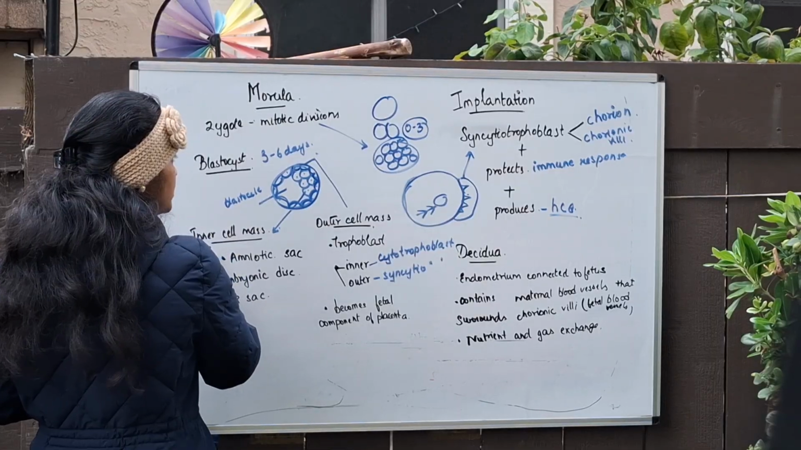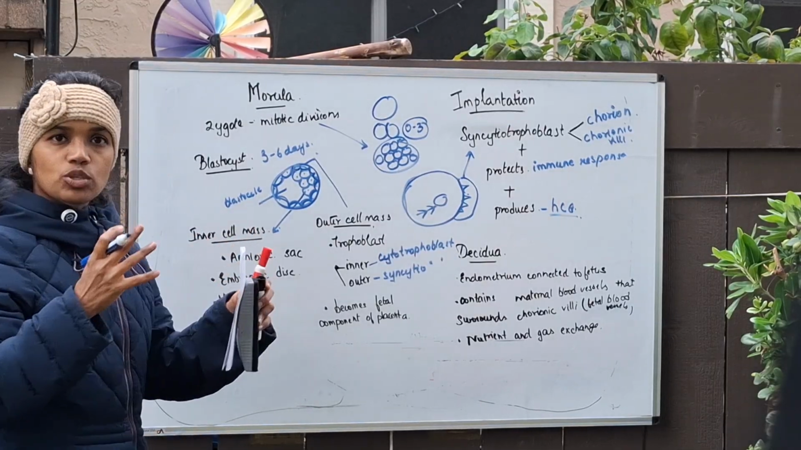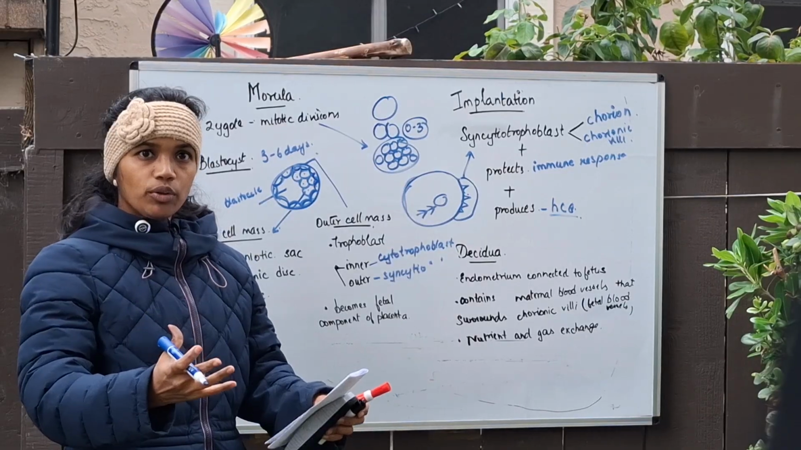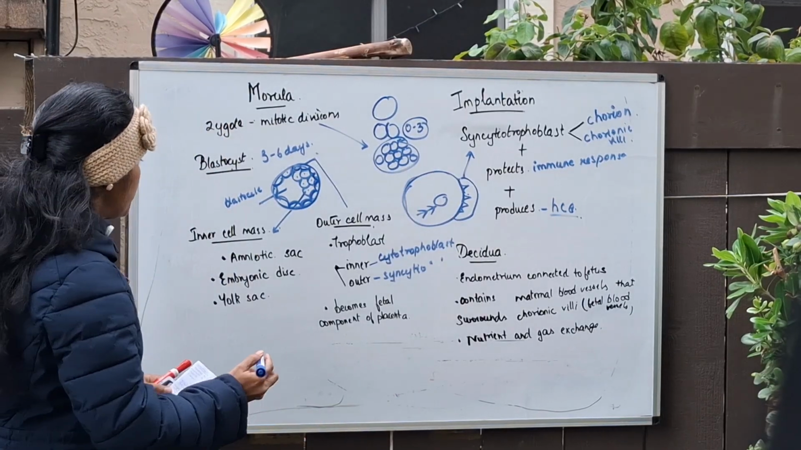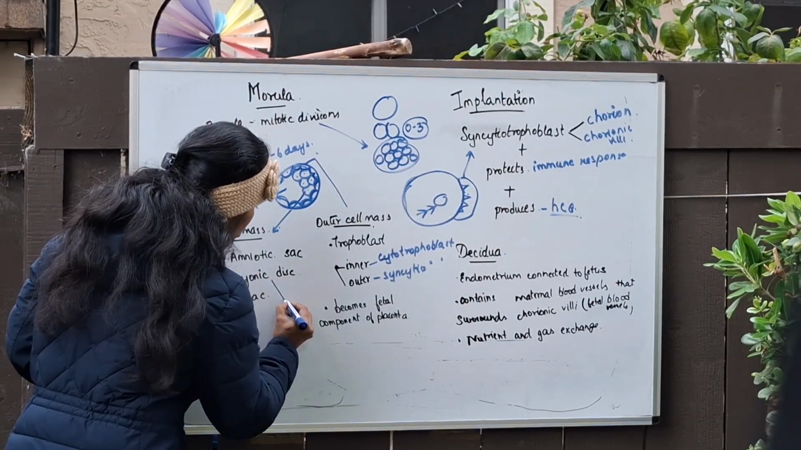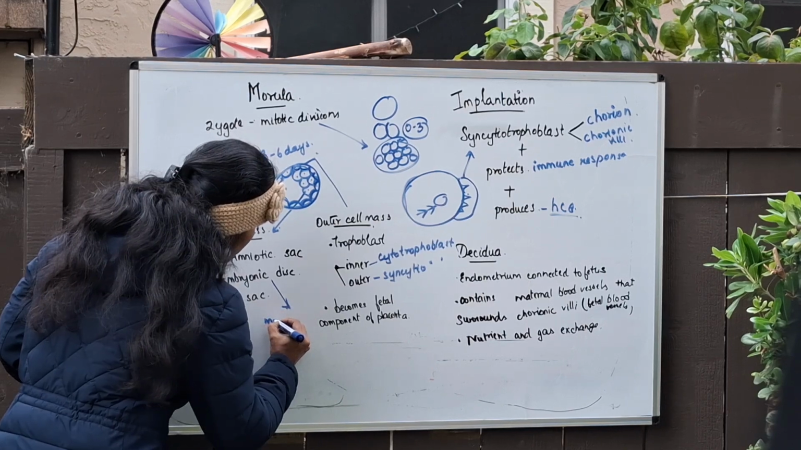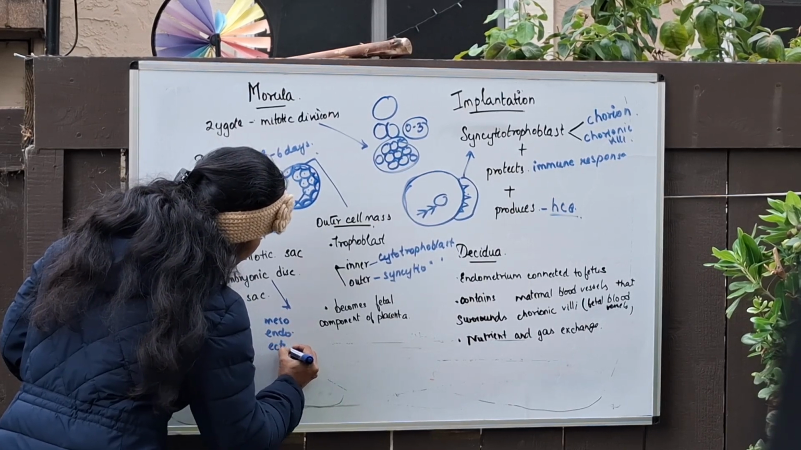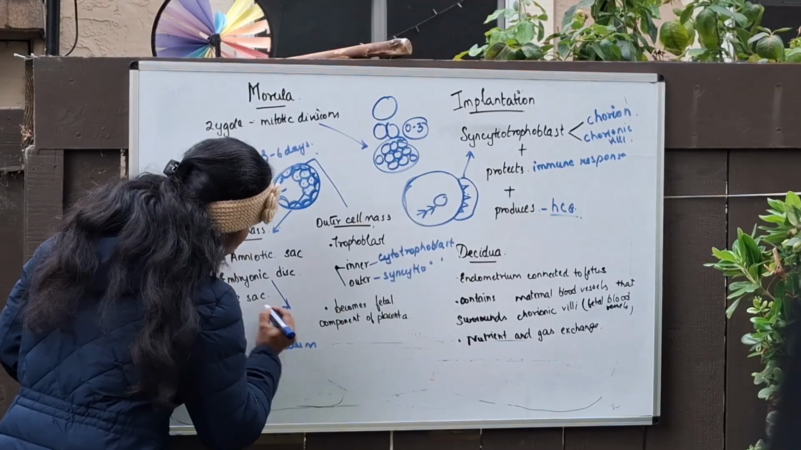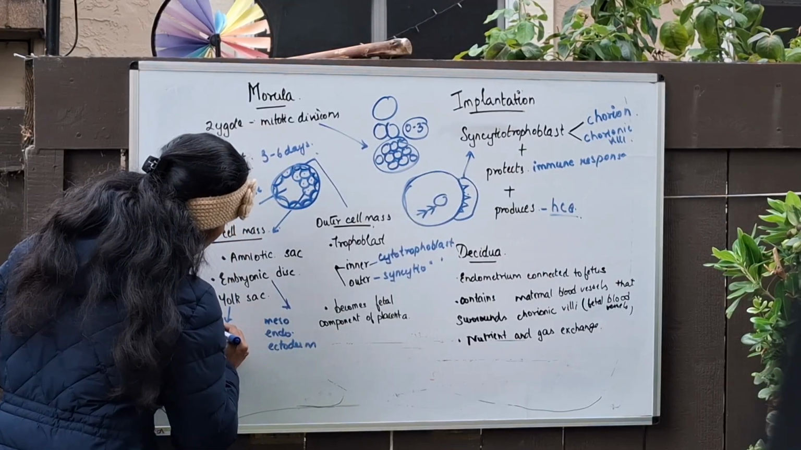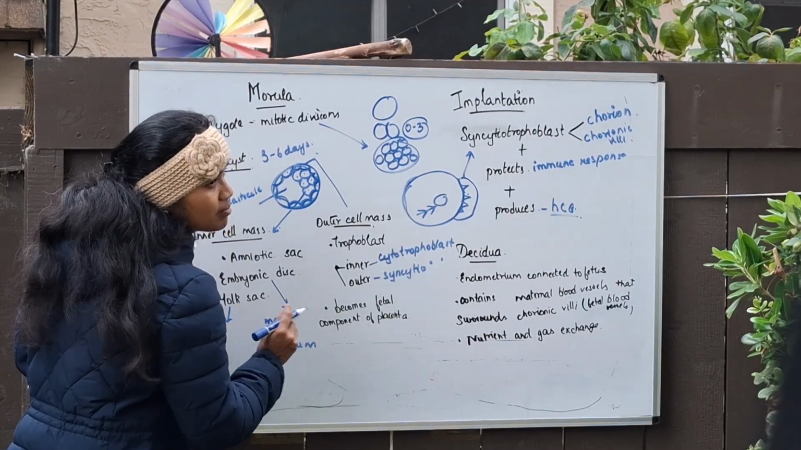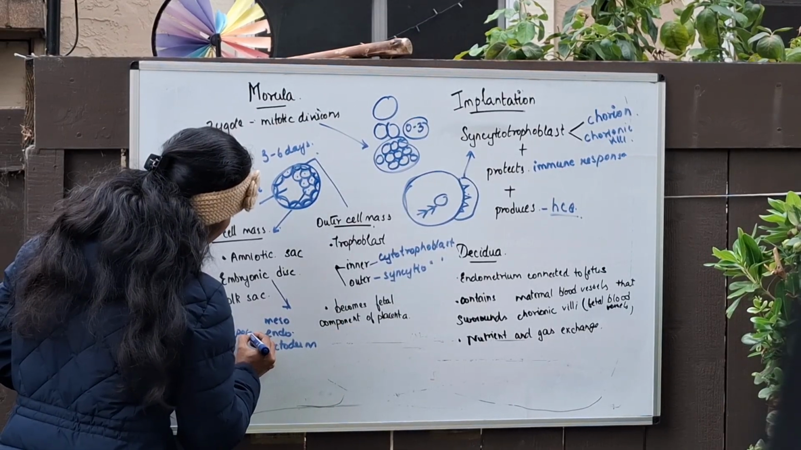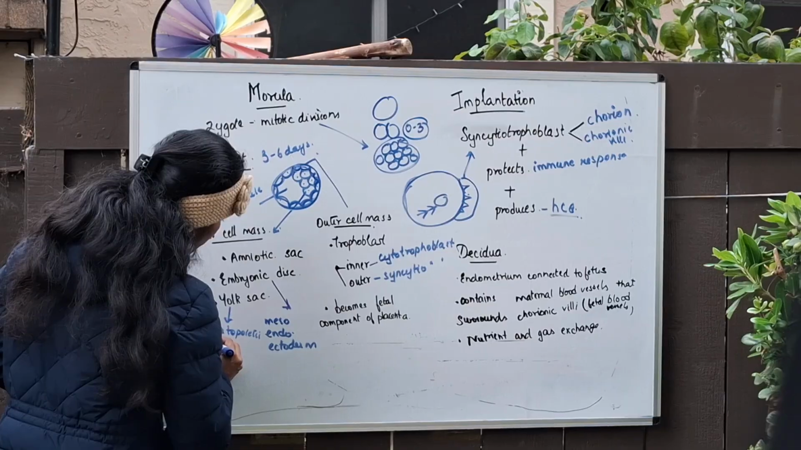What do we know about the inner cell mass? The inner cell mass is the one which is now going to form the fetus. So what are the main structures of the fetus? The main structures of the fetus are the embryonic sac, which will be forming the mesoderm, endoderm as well as the ectoderm. The yolk sac will be giving rise to hematopoietic tissue as well as the structural support.